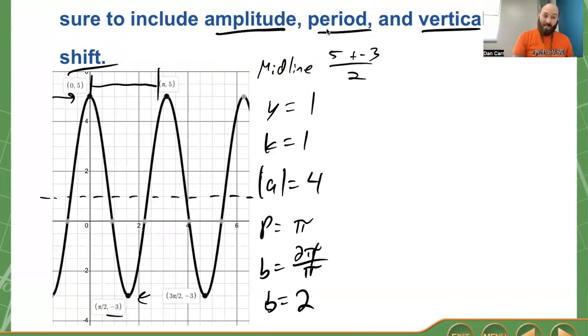Again, this is a cosine setup because this is starting up top and we come down and then finish up there. Okay, so that means my equation is going to be the amplitude A, which is 4, times the cosine of 2 theta, and then plus 1 for that vertical shift. Okay, amplitude, period, vertical shift on that one.